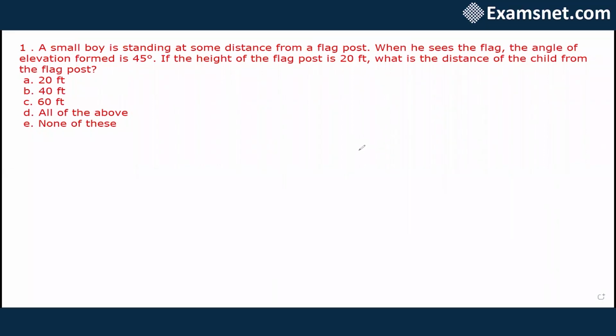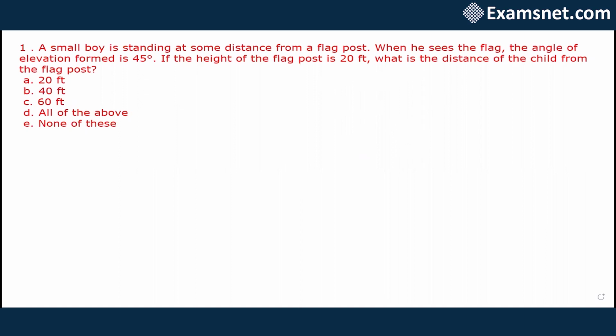Let's start solving question number 1 from height and distance practice set 1. A small boy is standing at some distance from a flag post. When he sees the flag, the angle of elevation formed is 45 degree. If the height of the flag post is 20 feet, what is the distance of the child from the flag post? Let's start the solution with the construction of this above scenario.